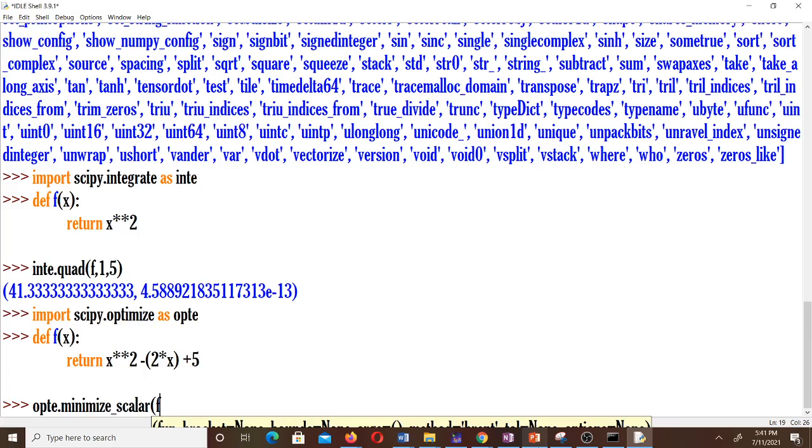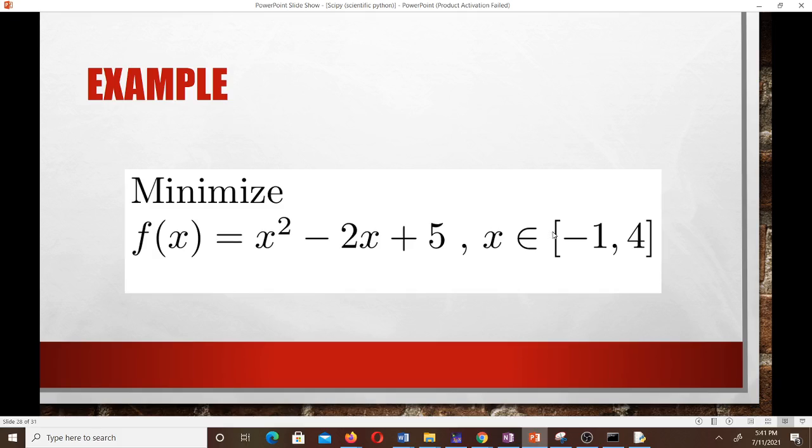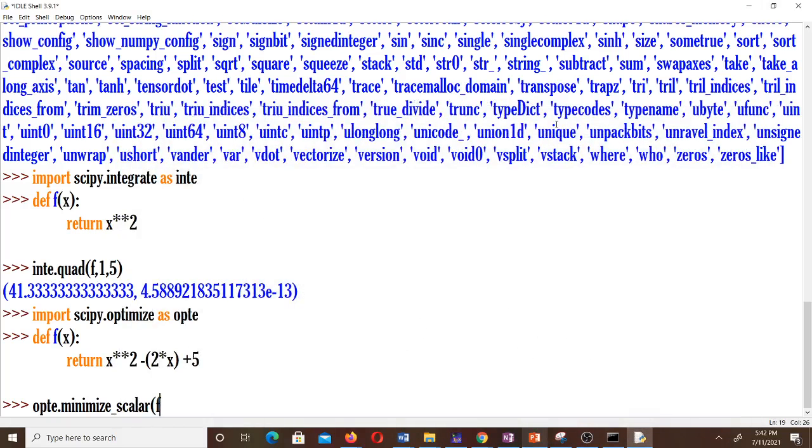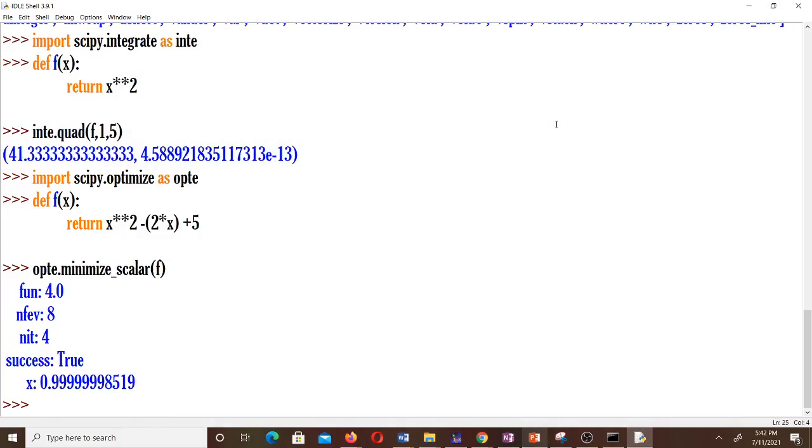Here we are saying that x is contained in the interval -1 to 4. If we didn't have this portion and it was just a function, then we would just do this and it will give us the answer. It will tell us that the minimum value is at 0.999999, which is approximately 1, and the function value is 4.